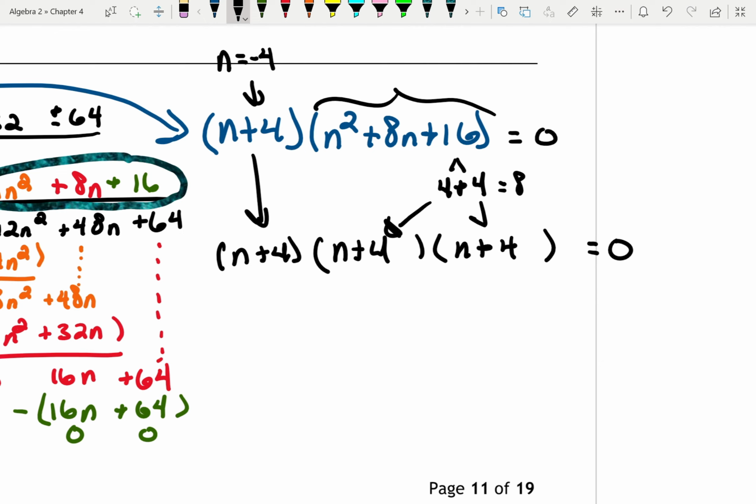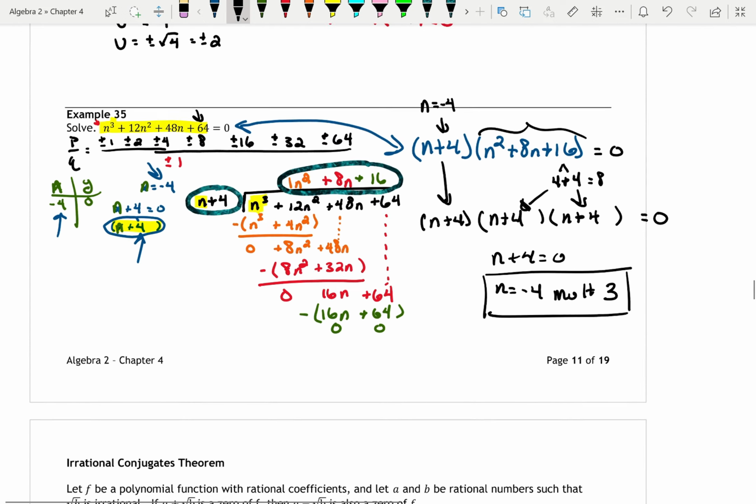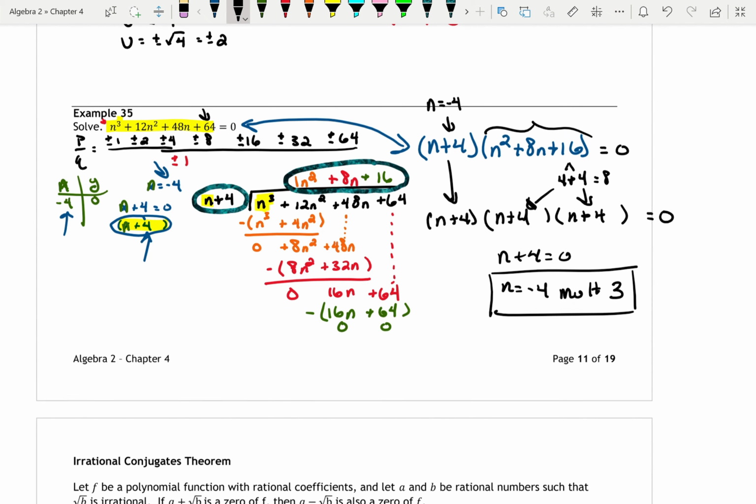That's that one, that's that one. We have 3 n plus 4s. So if I look at all three of those, I'm going to have n plus 4 equals 0 and n equals negative 4, but that occurs 3 times, so it has a multiplicity of 3. And there we go. That's a very long problem. But there we finally have it.